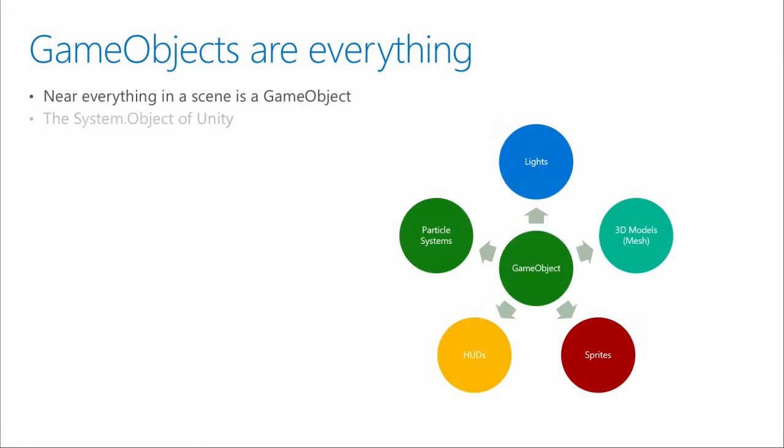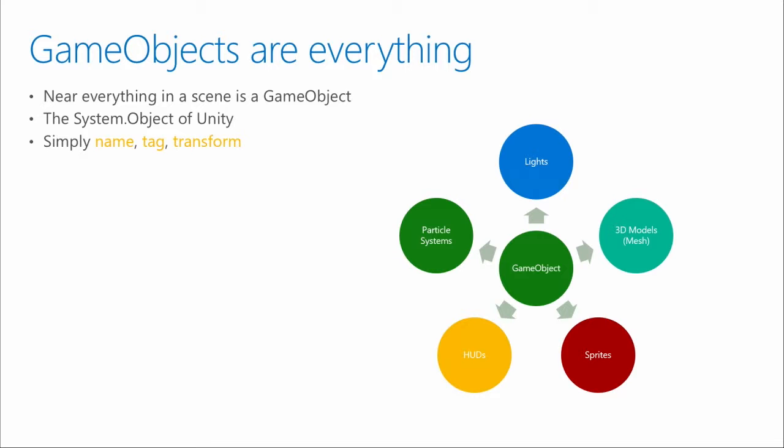Game objects are everything. It's very important to understand this concept. If you're a .NET developer, you can kind of think of it as the System.Object of Unity. In other words, virtually everything stems from a game object. Whether it's a particle system, a 3D model, even a 2D image, a light, a heads-up display, everything is what's called a game object. It is a particular type of object in Unity.